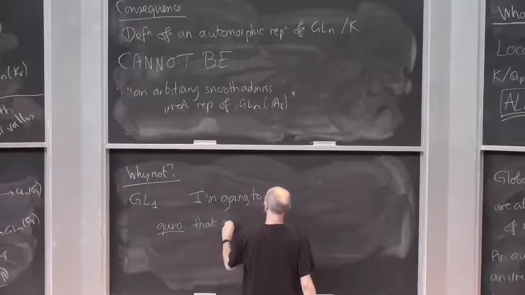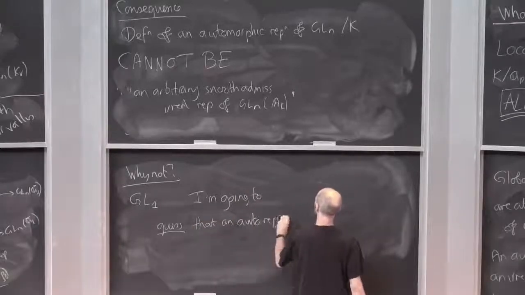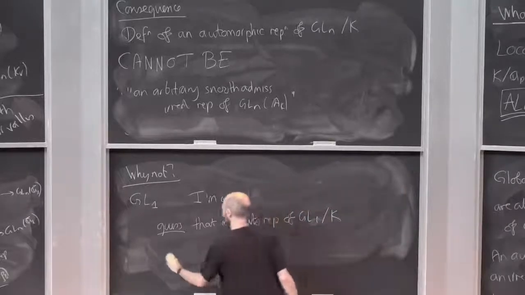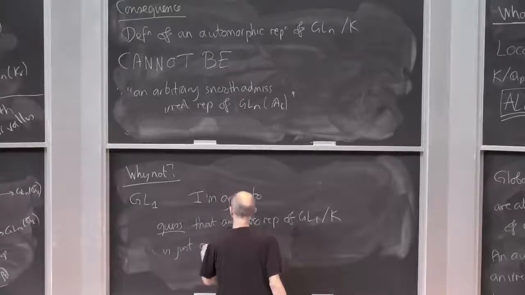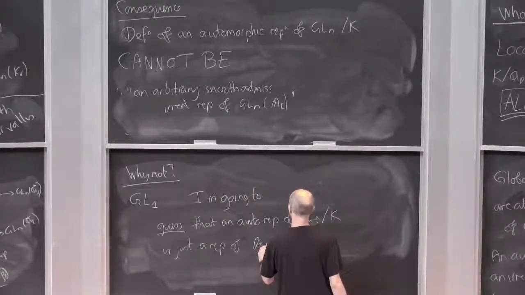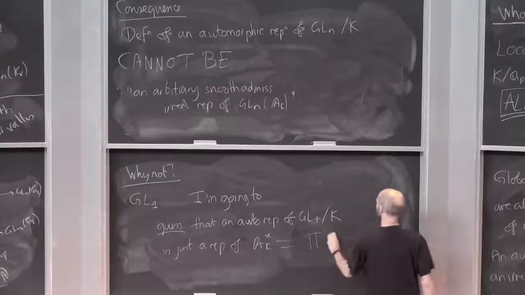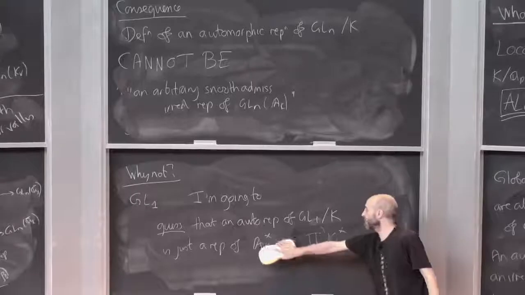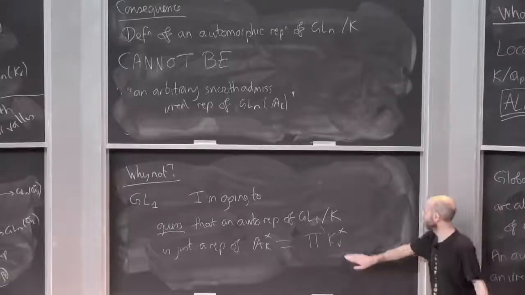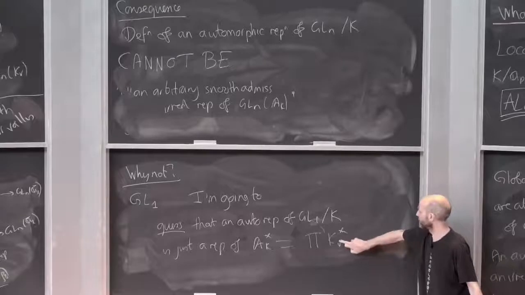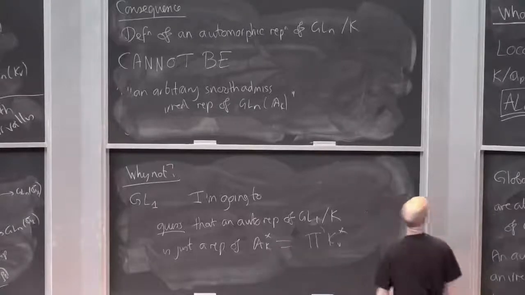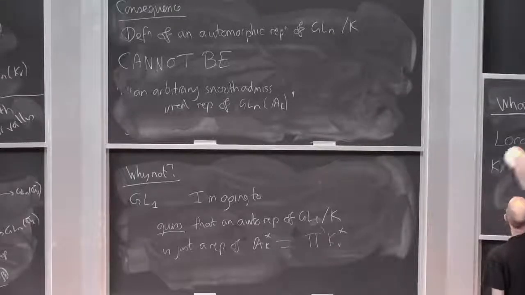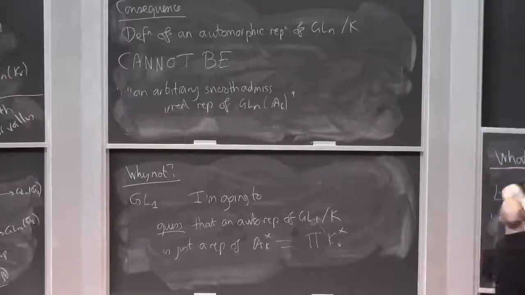That an automorphic representation of GL1 over K is just a representation of AK star, which is some tensor product of Kv star, some weird restricted product. So I need to write down a representation of Kv star for all places v, and then I'll get a representation of AK star. So that's great. I think this sounds like a fabulous prospect. I'm going to write down a representation of AK star.